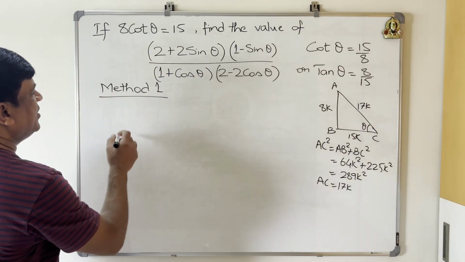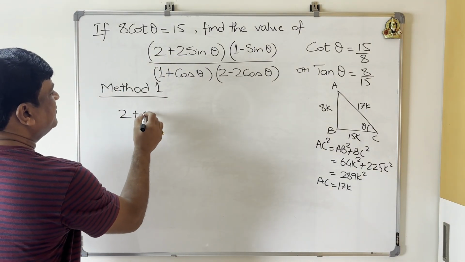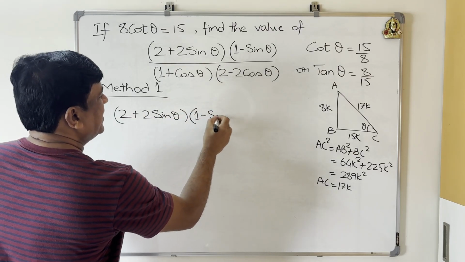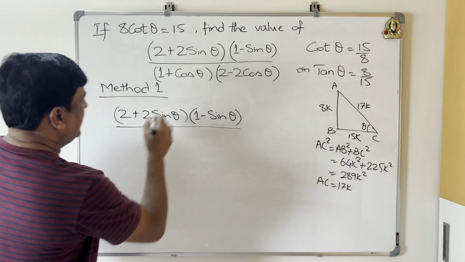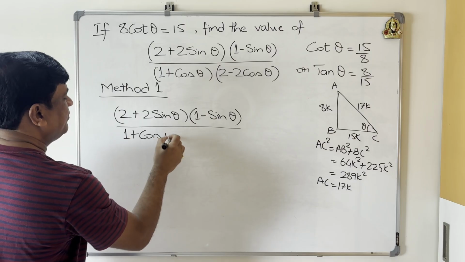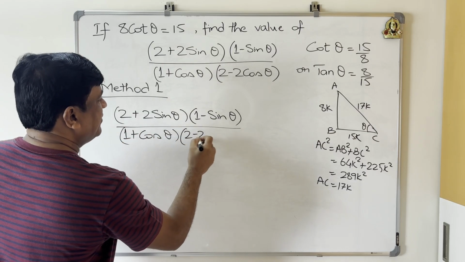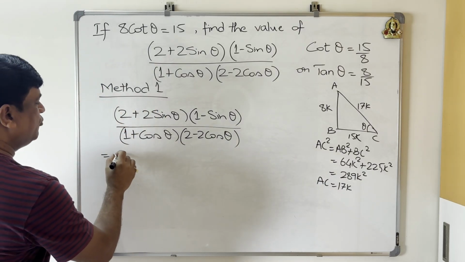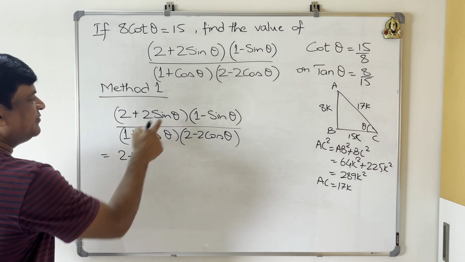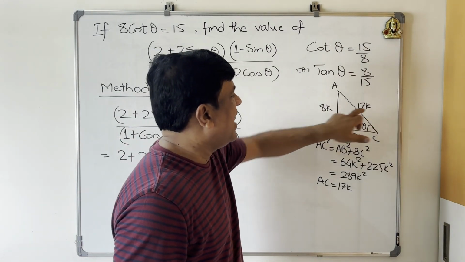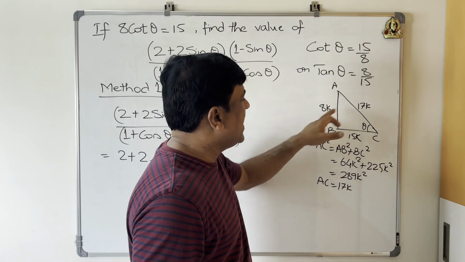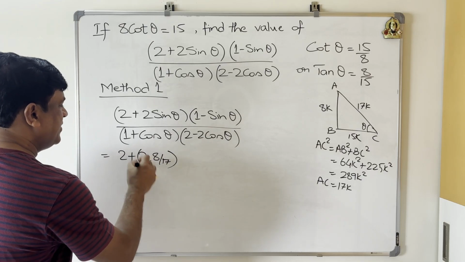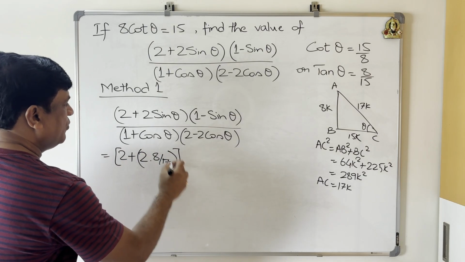So let's take the expression now. What do you have? It is 2 plus 2 sine theta, times 1 minus sine theta, divided by 1 plus cos theta times 2 minus 2 cos theta. That is what you have. Let's go ahead and plug the values. Now 2 plus 2 times sine theta. What is sine theta? 8k by 17k, which becomes 8 by 17 because k goes out, right? So put that one. You have taken care of this one.